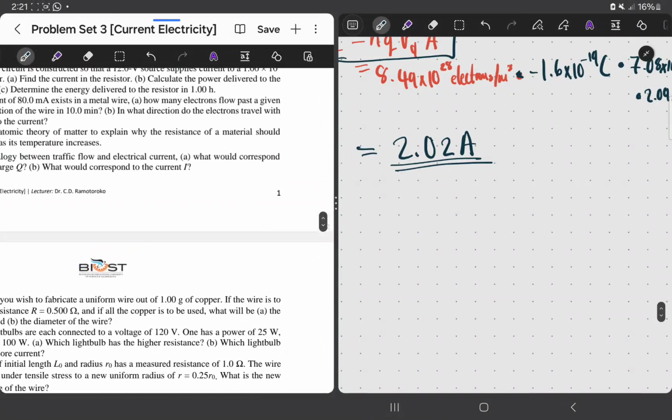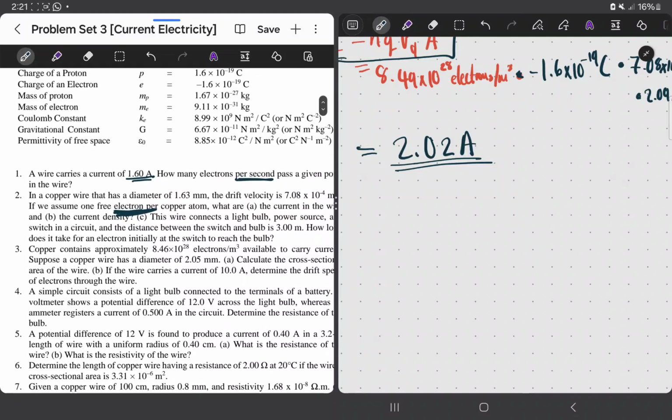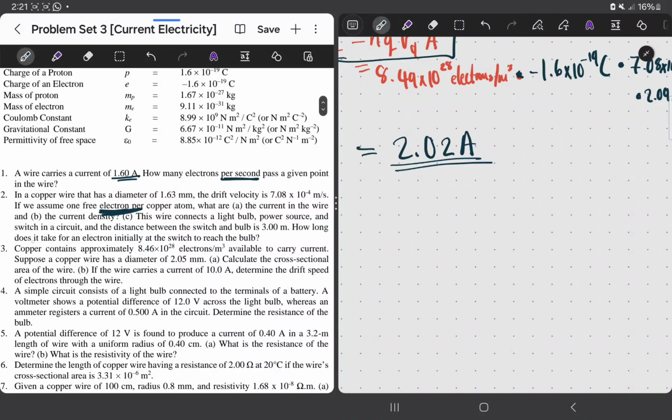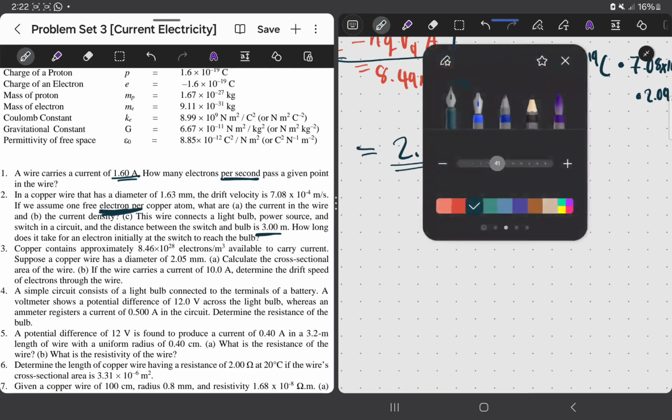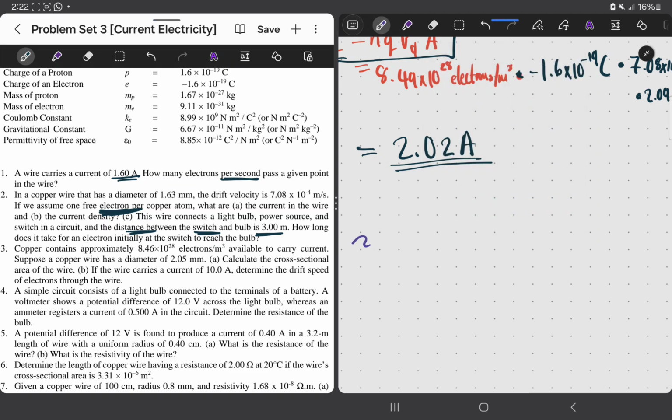What is part C saying for our number 2? We don't ever read it all; we just look at what they say. The bulb is 3 meters away. So now we can read back what they're telling us: connect the light bulb, the distance between the switch and the bulb is 3 meters. How long does it take? So we are doing part C. That looks like L, 3.00 meters.